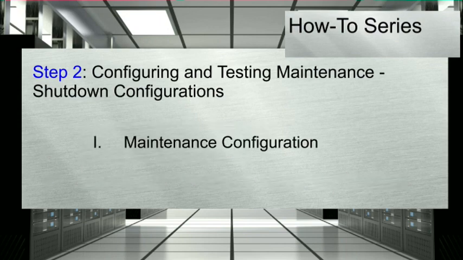We will begin by reviewing the maintenance configuration. Once the UPS supporting the selected ESXi host experiences a power event, IPM will trigger maintenance mode. As maintenance mode initiates, VMware's vMotion tool will migrate all of the virtual machines onto the other available ESXi hosts.